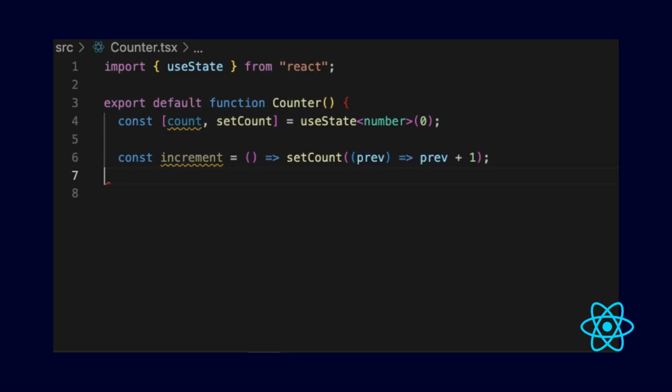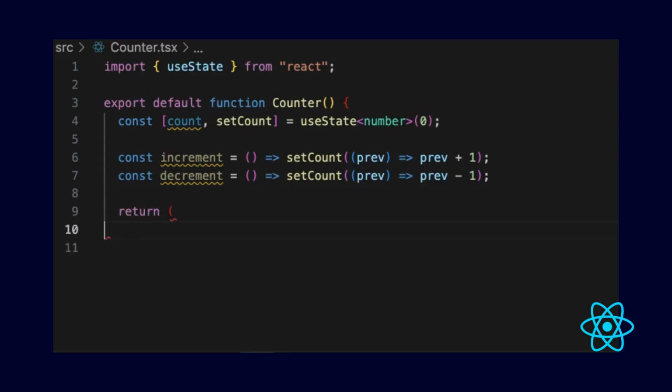Then we define an increment function. It uses the functional form of setCount. prev is the previous state, so updates are correct even if React batches them. And then we will define a decrement function. Same pattern, take the previous value and subtract 1, ensuring safe, predictable updates.